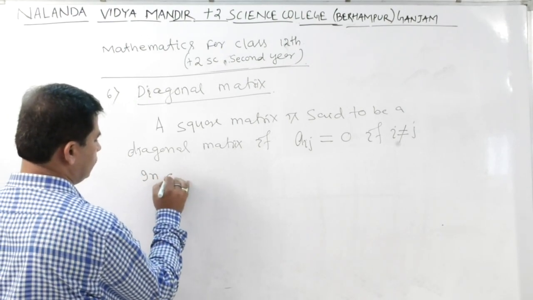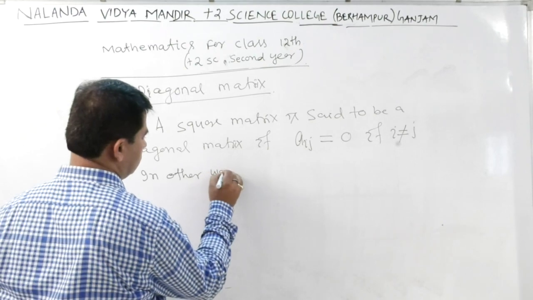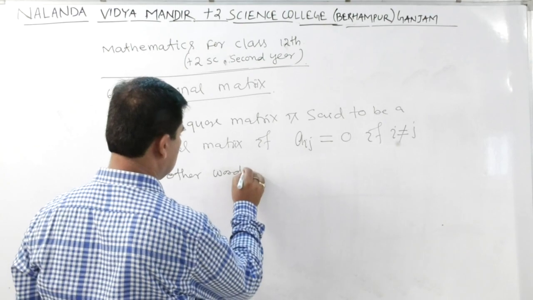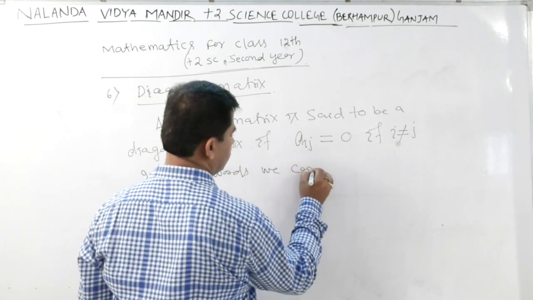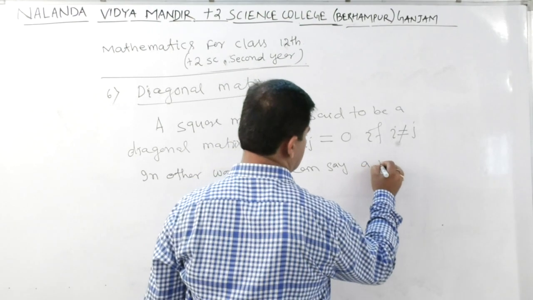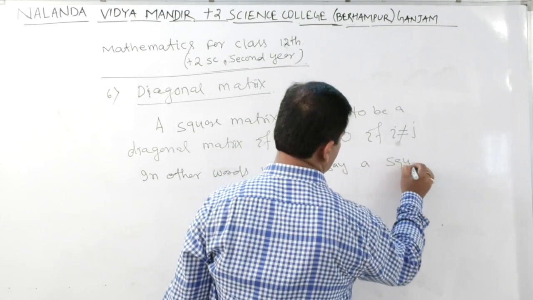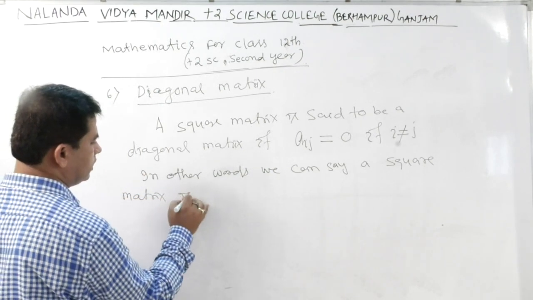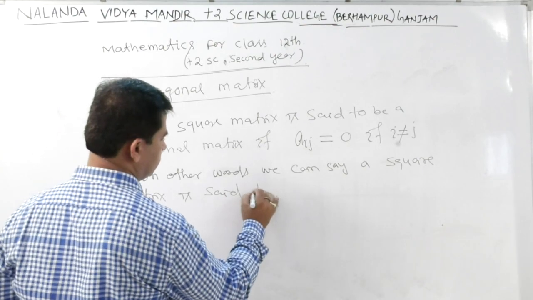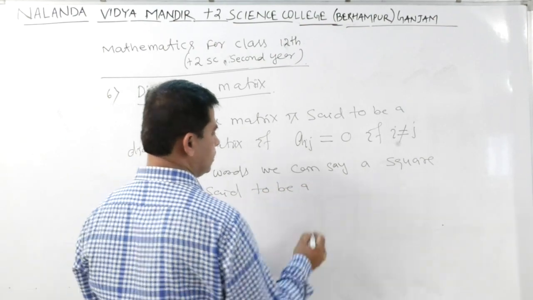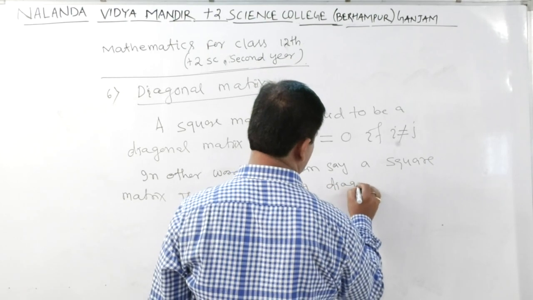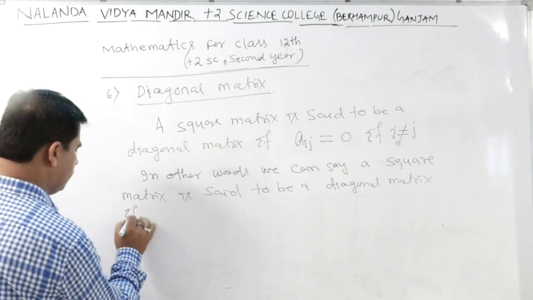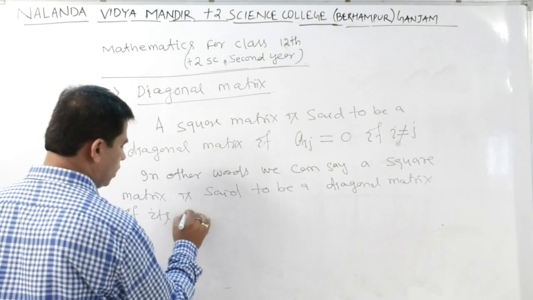In other words, we can say a square matrix is said to be a diagonal matrix if its off diagonal elements are 0.